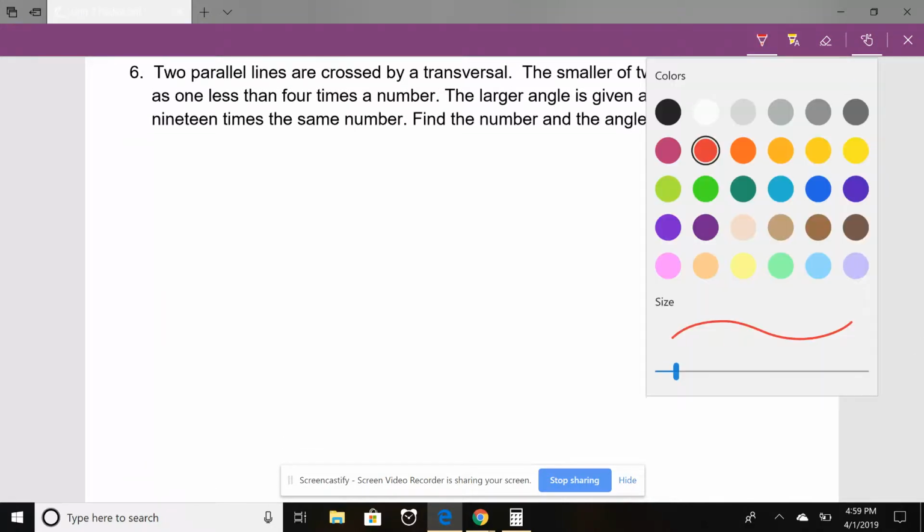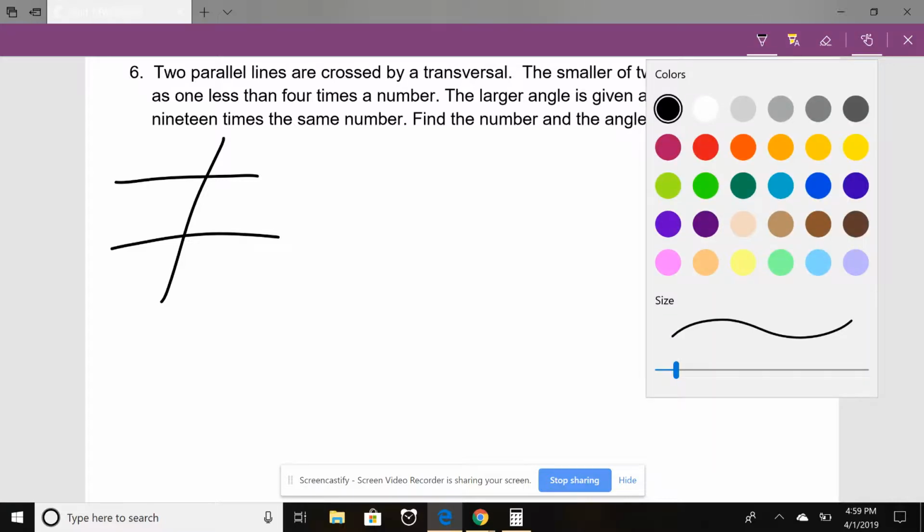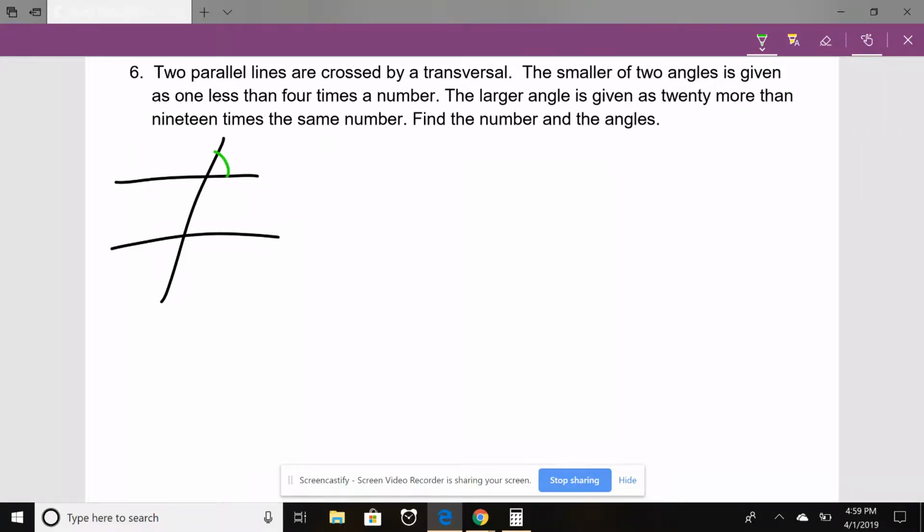Two parallel lines are crossed by a transversal. Okay, the smaller of two angles is given as 1 less than 4 times a number. Okay, so I'm going to pick a smaller angle. I'm going to pick this one right here. Smaller of two angles, 1 less than 4 times a number, 4x minus 1.